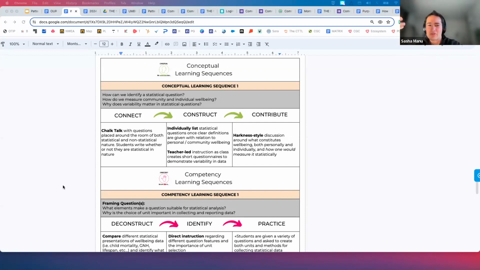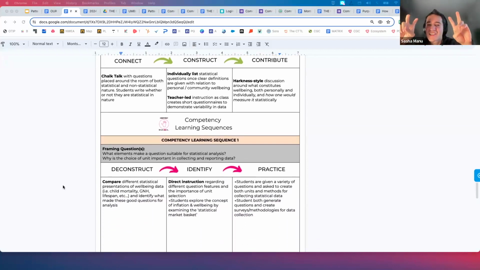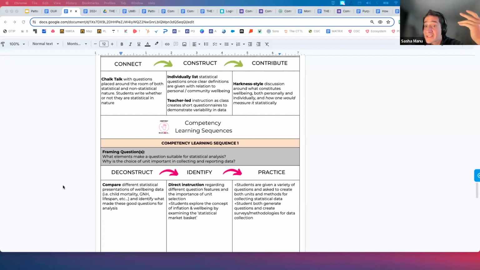And then when we move to construct, we'd start to sort of list the characteristics of statistical questions, and then move into sort of a teacher-led scaffolded instruction on, well, let's poll the class on certain questions and demonstrate variability real time and show them that, okay, there's a spread in data when we ask certain types of questions. And then the final phase of this first flow would be a Harkness style discussion where we would really start to broach the topic of, well, what does well-being mean personally? And how would you measure this?